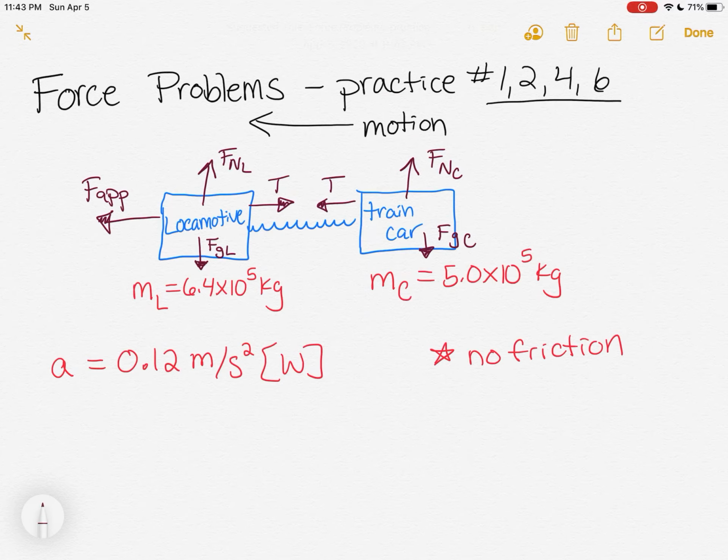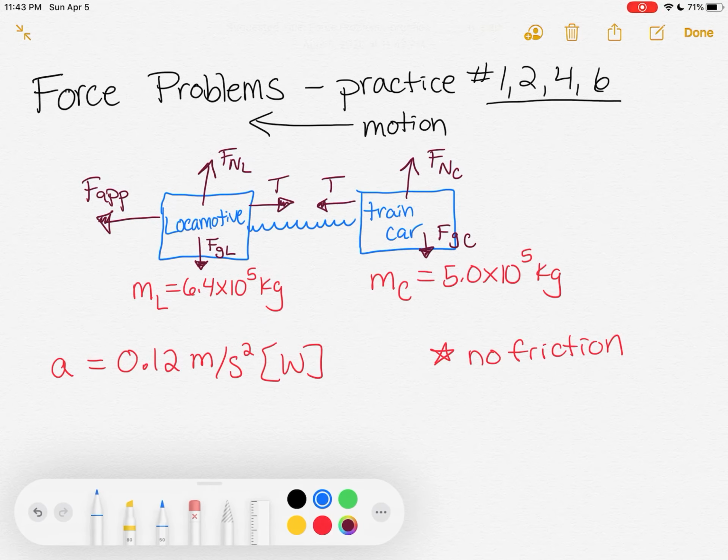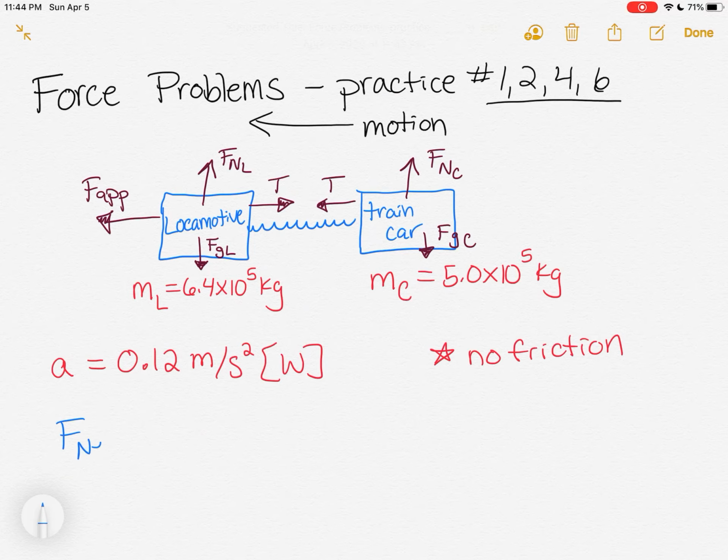The first part of this question is asking me to calculate the net force on the entire train, so looking at the whole section, everything that's attached to each other. So we are looking for F net, and we have to look at it on either the x-axis or the y-axis. Since our motion is happening on the x-axis, we're going to look for F net x. We're going to add up all the forces that we have on the x-axis.